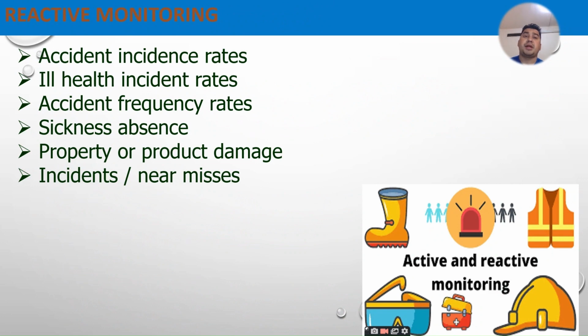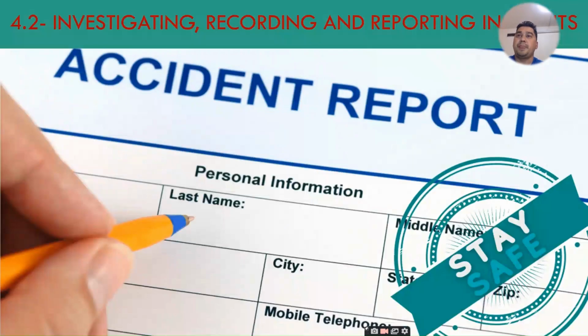Now, reactive monitoring. What other things are included in reactive monitoring? As we know, when something has already happened and we are acting on it, we call that reactive monitoring. So: accident incident rates, ill health incident rates, accident frequency rate, sickness absence, property or product damage, incidents, and near misses. These things come under reactive monitoring.